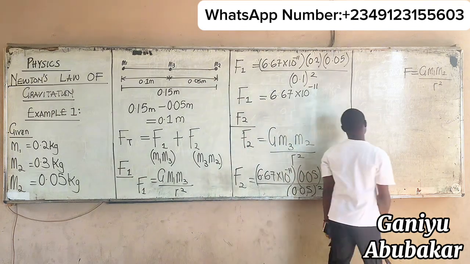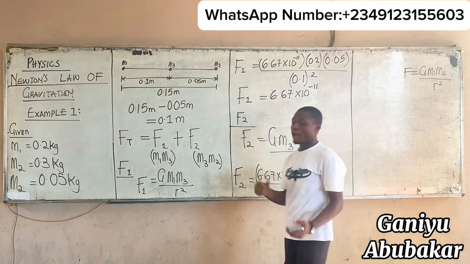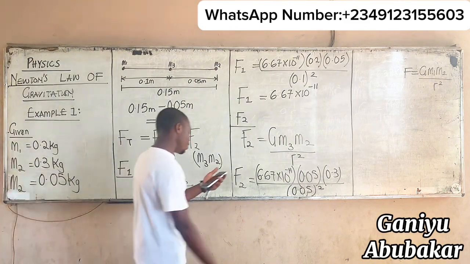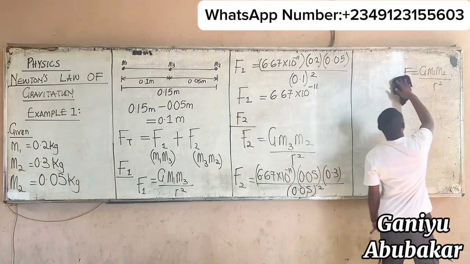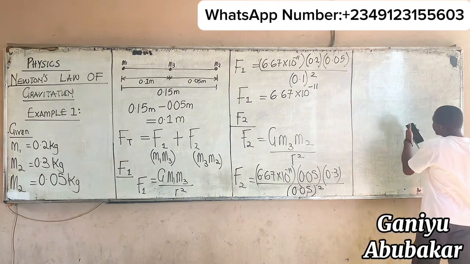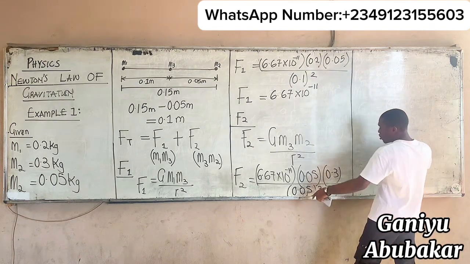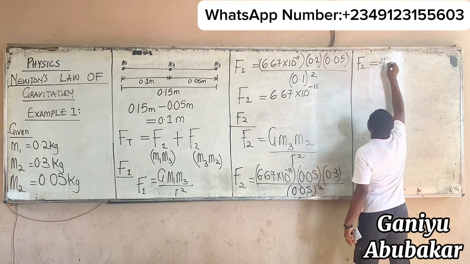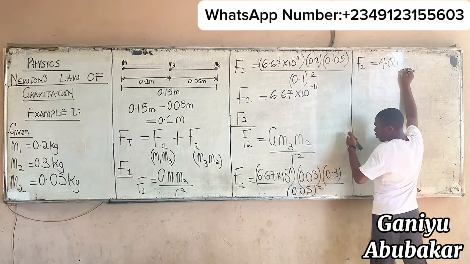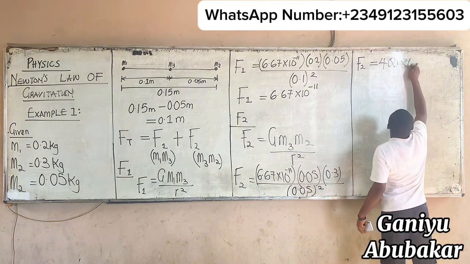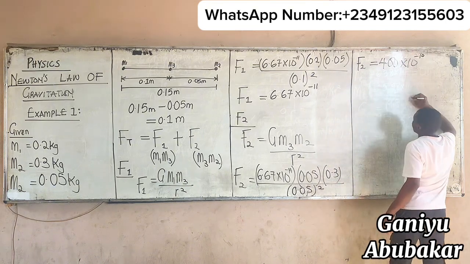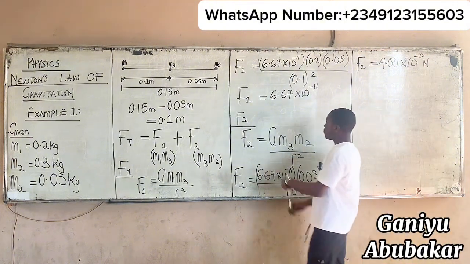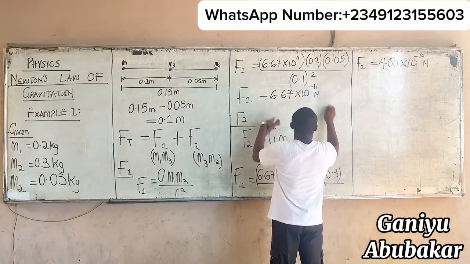If I punch my value correctly for F2, I should have that F2 is equal to 4.00 times 10 to the power minus 10. Of course, my force should be in Newton.